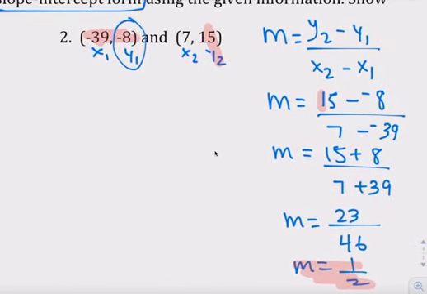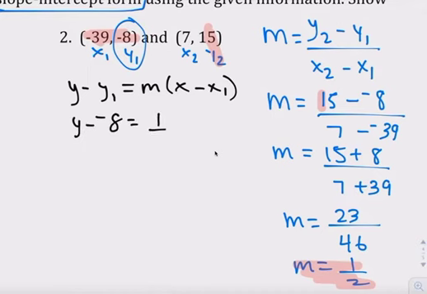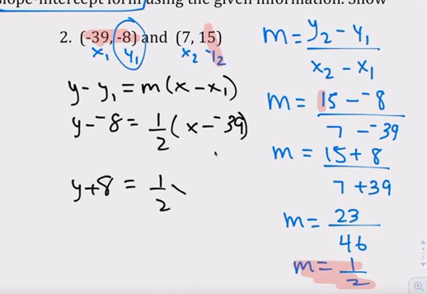So here you use y minus y1 equals m parentheses x minus x1. That's the point slope formula, okay? So minus y1, which is negative 8, equals 1/2 parentheses x minus x1, which is 39. Okay, so you get y plus 8 equals 1/2 x plus 39 over 2.